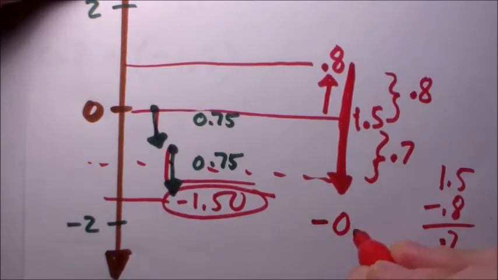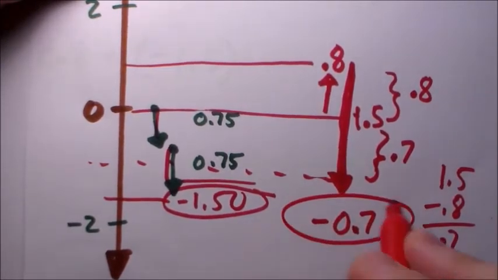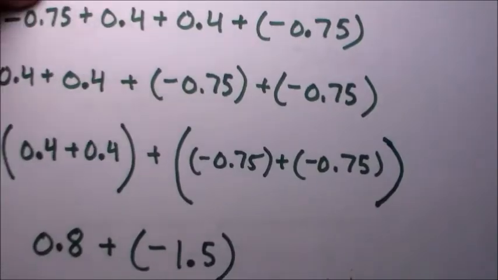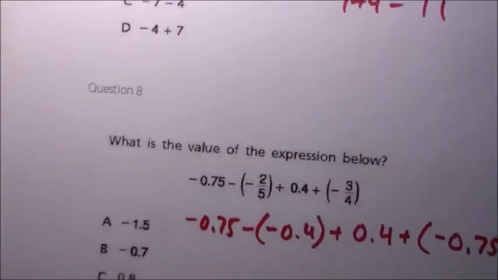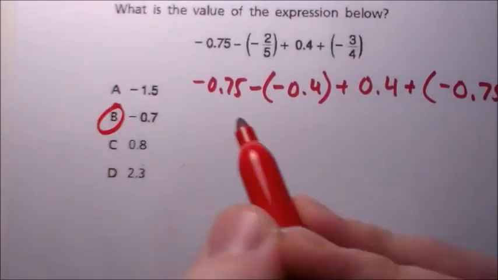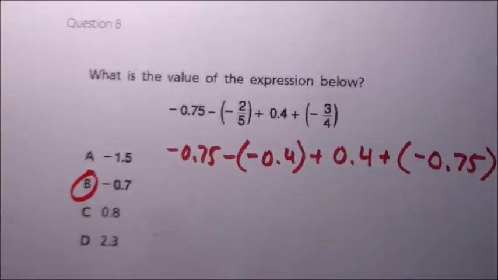So our answer is we're going to end up in the negative zone. We're going to end up at negative 0.7. And if we flip way back to our answer choices, here we go. It's B. We're good to go.